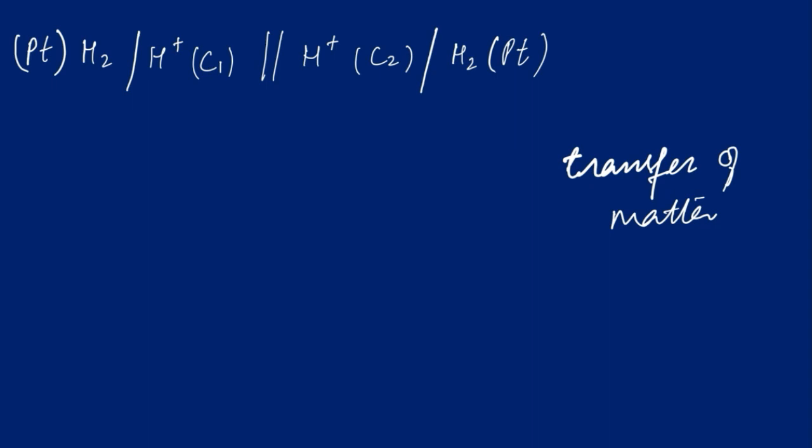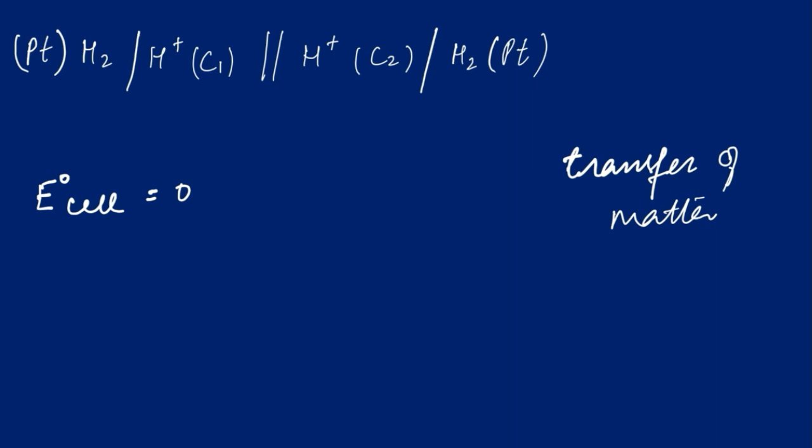For example, both the half cells are made up of hydrogen and the electrolyte solution contains H plus ions. So in case of concentration cells, what happens? The electrode is also same, electrolyte solution is also same. Therefore, standard electrode potential of the cell becomes 0. E naught cell is 0.